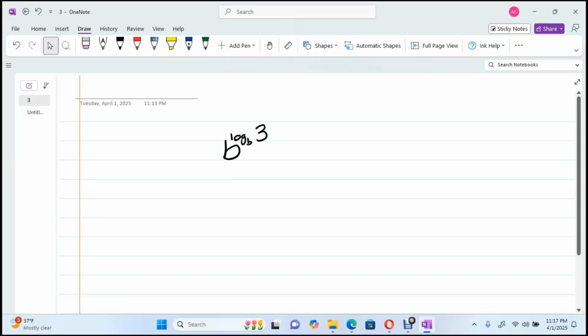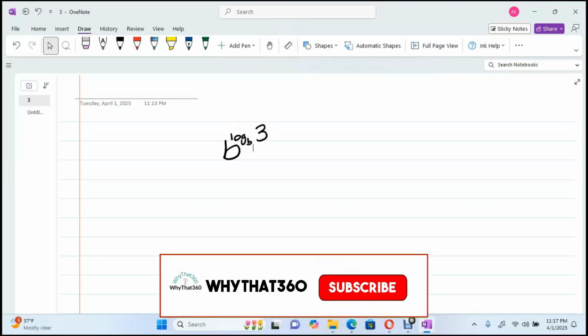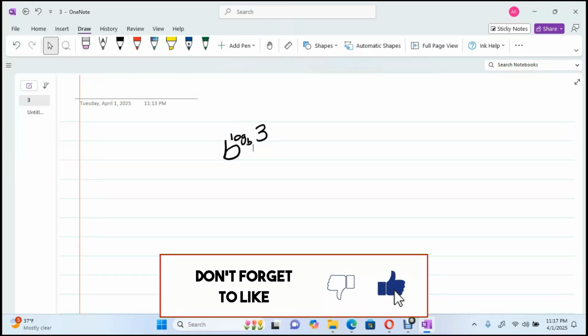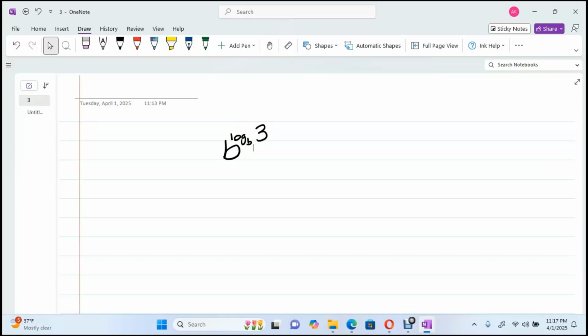Let's look at how we are going to solve a question like b raised to the power of log 3 to the base b. Everybody knows the answer to this question, but let's see how the answer is what it is.